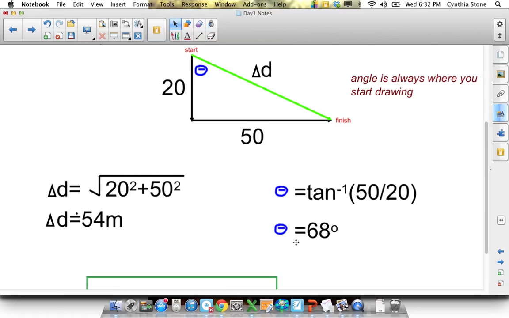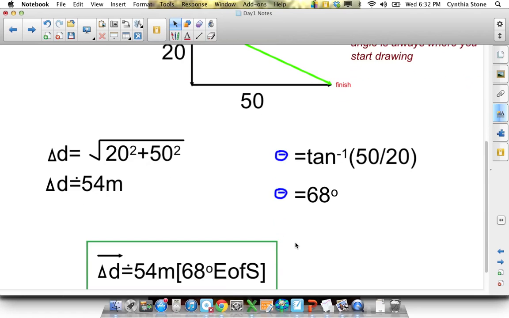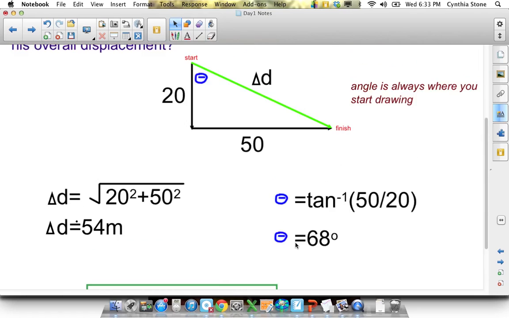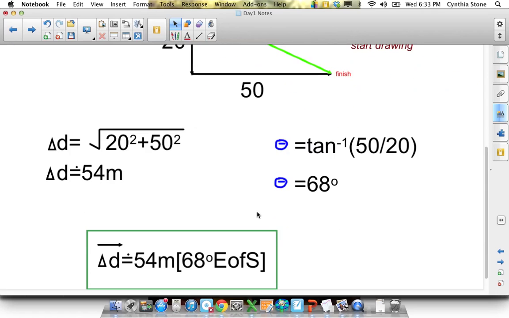So then his overall displacement is 54 meters, 68 degrees east of south, right? Because here's south and he's 68 degrees away from it. And that's it. And I think that looks like a good answer, so I'm going to check mark it. Done.